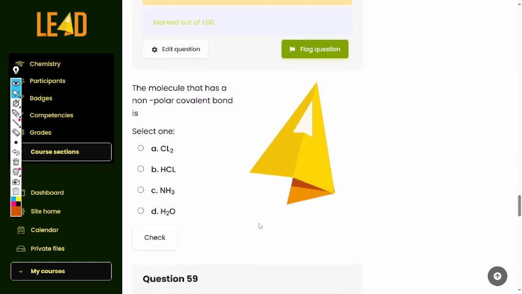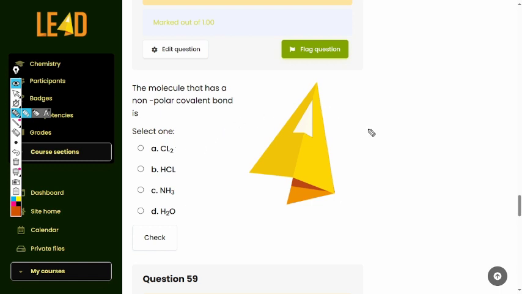(58) The molecule that has a non-polar covalent bond is... So for a molecule to have a non-polar covalent bond, it means that the electronegativity difference between the atoms is practically 0. So if you check the atoms that combine here, a non-polar covalent bond will form if you have 2 atoms that are the same, that have the same electronegative value such that the difference between their values would be 0.